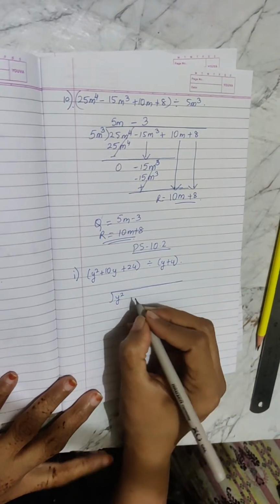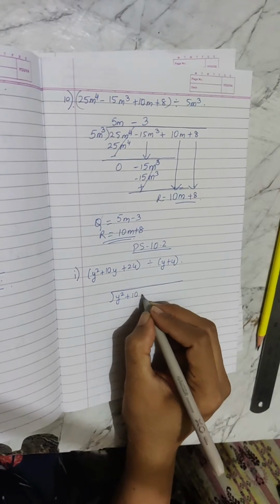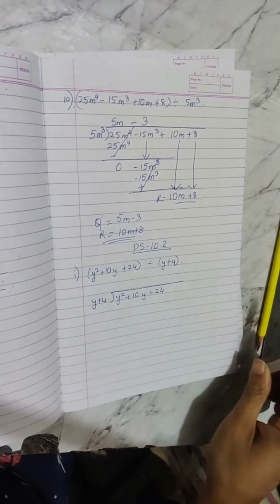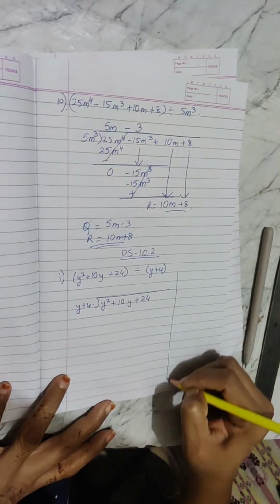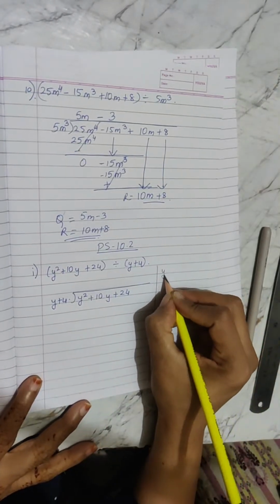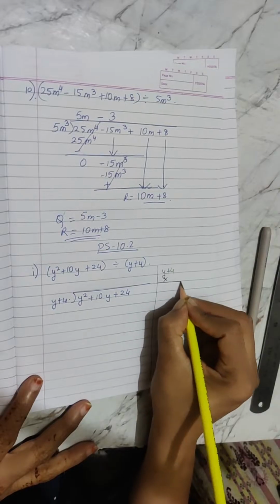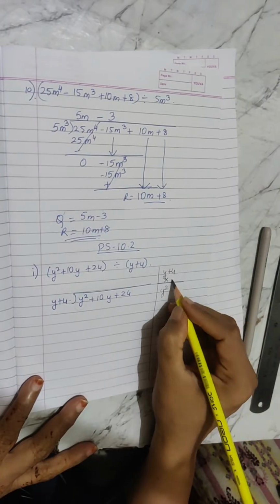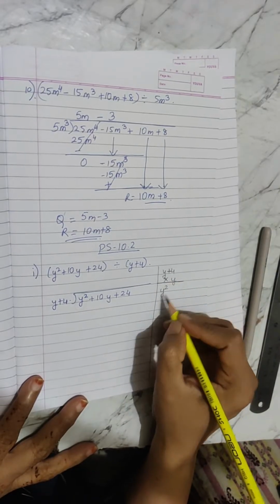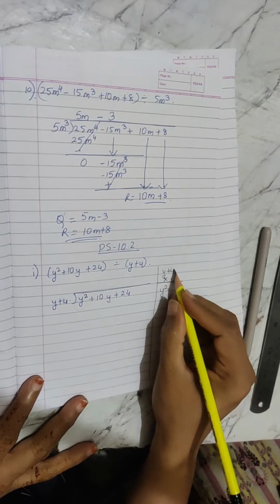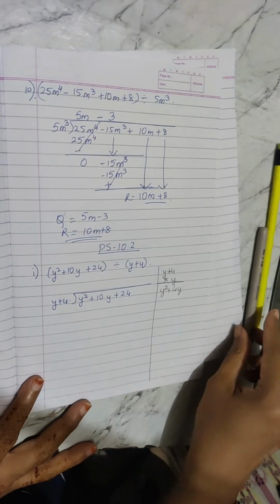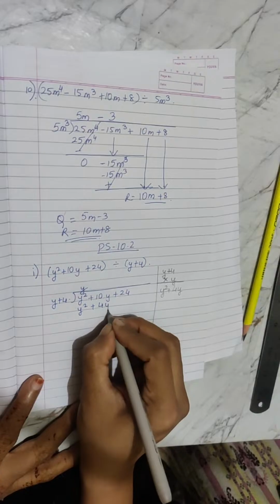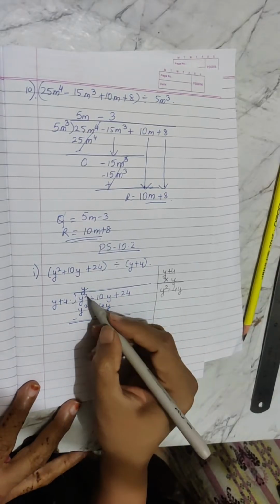So I write the sum first. y square plus 10y plus 24 divided by y plus 4. You need to do some rough work because there are two terms. So y plus 4 is the divisor. What should I multiply by? The first term should get cancelled, that is y square. So y into y will give me y square. There is a plus sign. y into 4 is 4y. So I first multiplied by y. I got y square plus 4y. Change the sign. First term got cancelled.